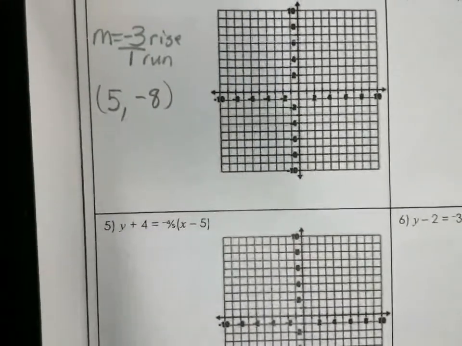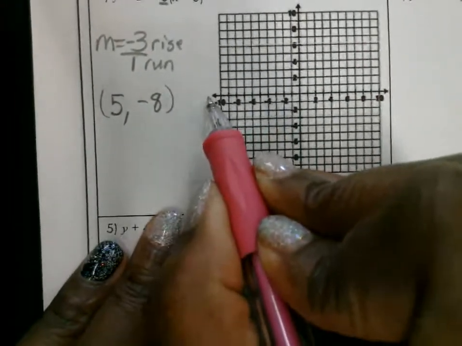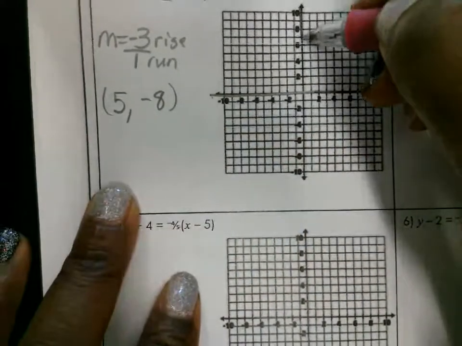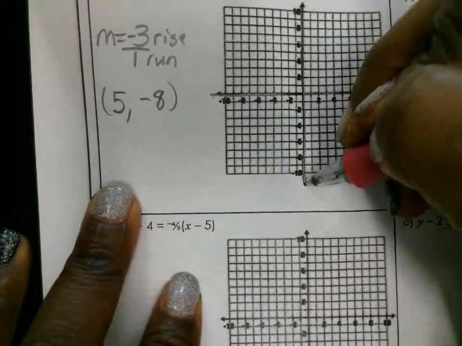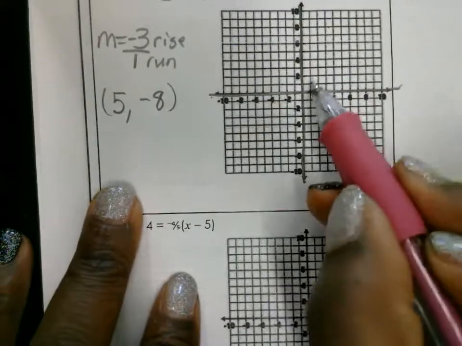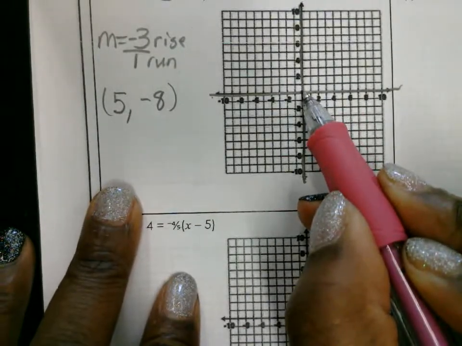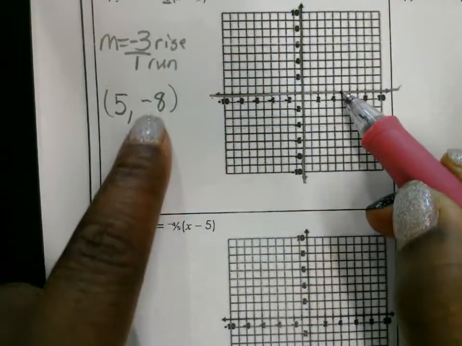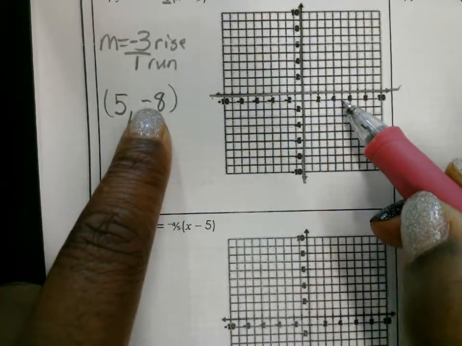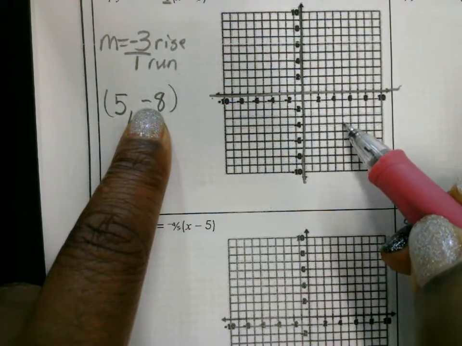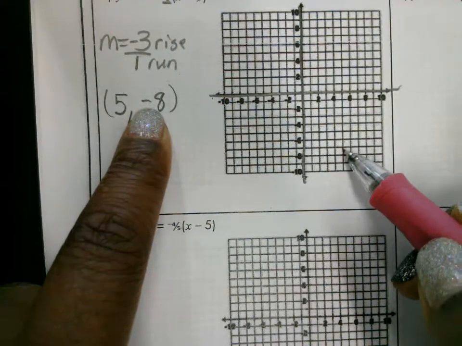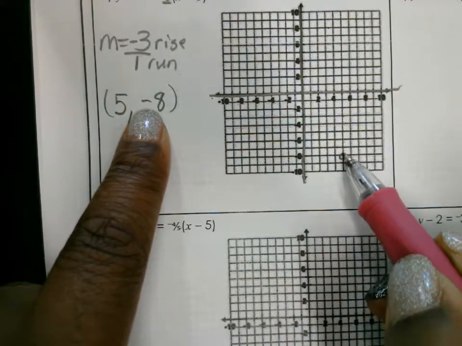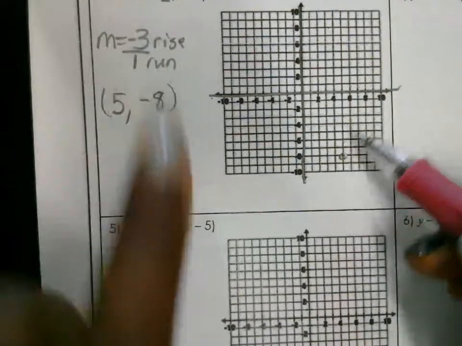All right. So now I'm going to make the x and the y axis a little bit darker so that I can graph my ordered pair. When I graph the ordered pair, I start at the origin. I go over 1, 2, 3, 4, 5 is right here, and I go down 8: 1, 2, 3, 4, 5, 6, 7, 8. This is my point.